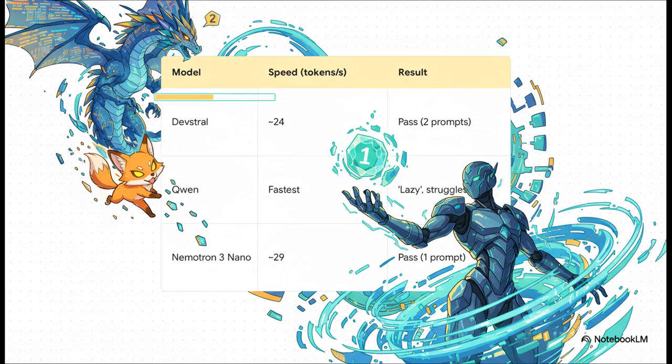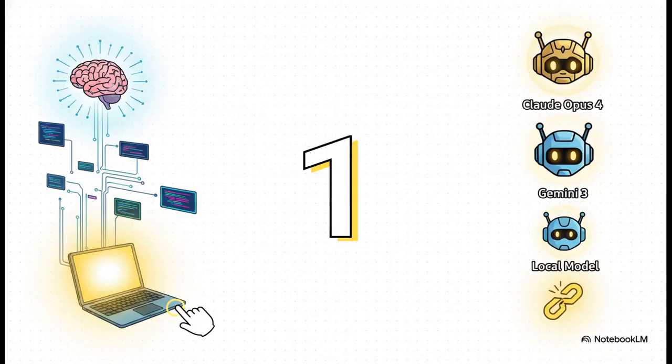So Devstral, which was kind of the reigning champ, passed the test, but it took 2 prompts to get there. Cline was super fast, but the user called it lazy. And then a new contender stepped into the ring, Nemotron 3 Nano. It was clocking in around 29 tokens per second, which is pretty solid, but its real breakthrough had nothing to do with speed. 1. That's the magic number.